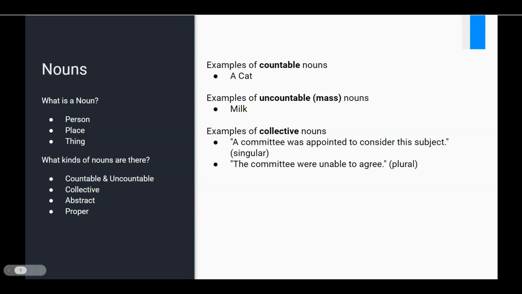Collective nouns are nouns that, even when they are inflected for the singular, refer to groups consisting of more than one individual or entity. So examples include, like I have here, committee. Government, it could be another one. The government was elected. The government were given the task. The police. There's plenty of examples of these collective nouns.